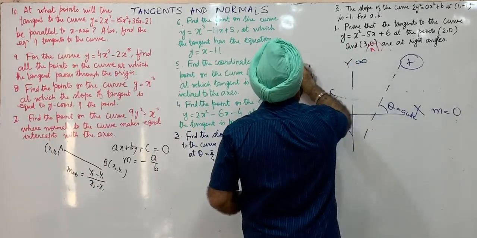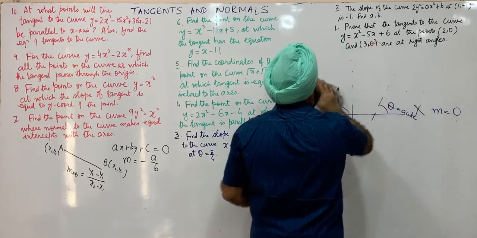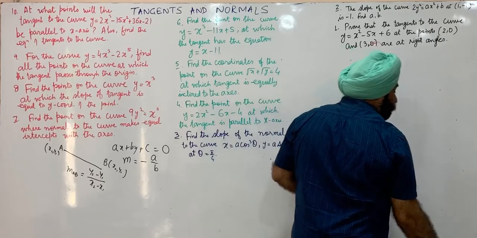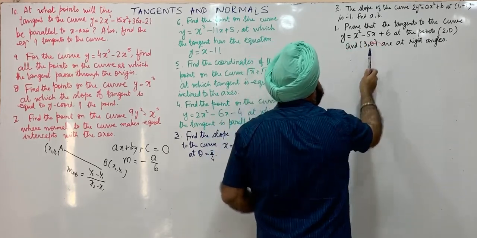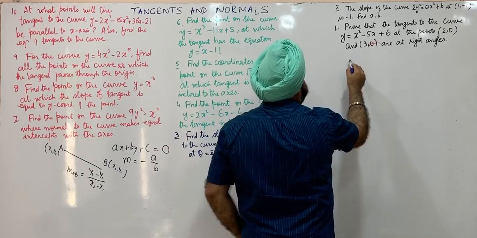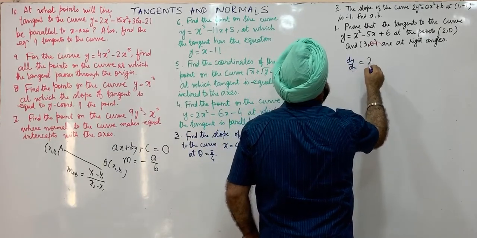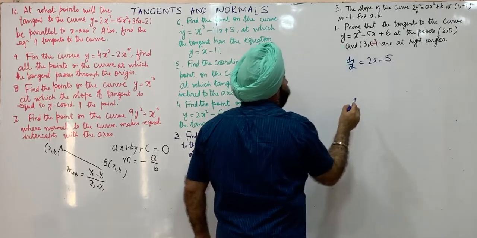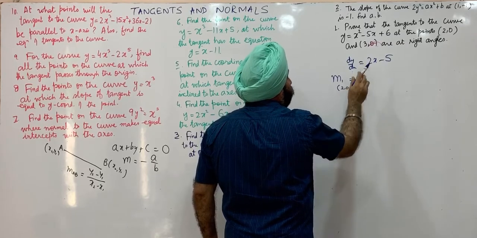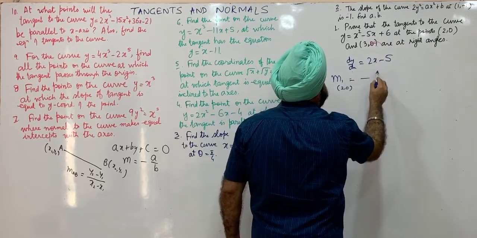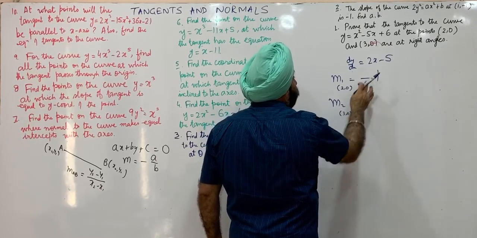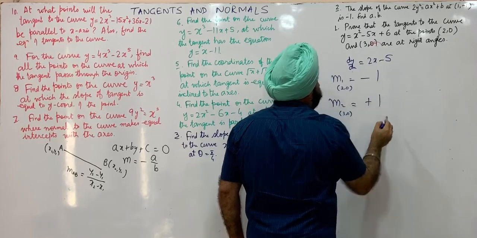The first one: we have to prove that the tangents to the curve y = x² - 5x + 6 at the 2 points (2, 0) and (3, 0) are at right angles. To find the slope of the tangent, we find dy/dx, which is 2x - 5. The slope of the tangent at the first point (2, 0): here x is 2, so this will be -1. The slope of the tangent at the second point (3, 0) will be 6 - 5, which is +1.